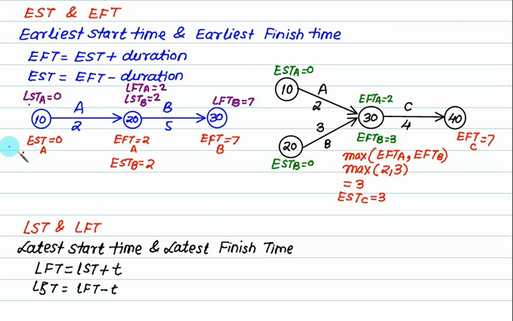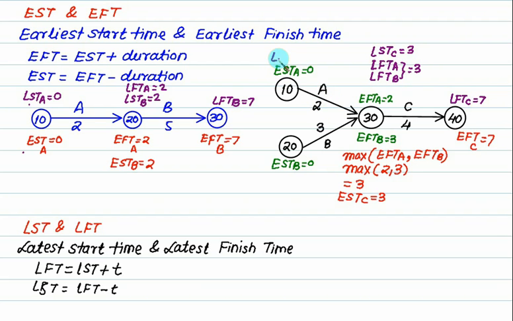So this answer and this answer must match. Now come to this side. The latest finish time of C is equal to 7. The latest start time for C is 7 minus 4, equal to 3. This is the same as the latest finish time of A, which is also equal to the latest finish time of B, the same as 3. So from the latest finish time you subtract the duration of A, that is 2.